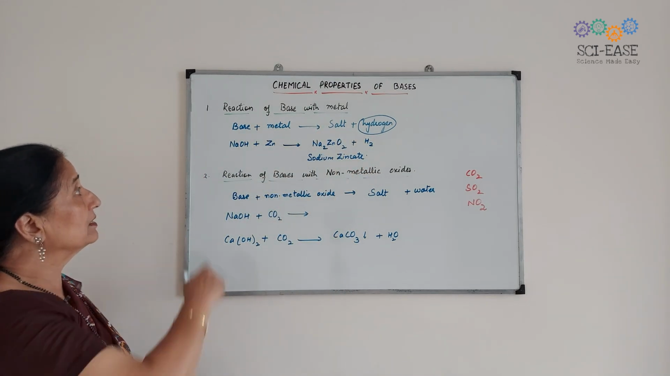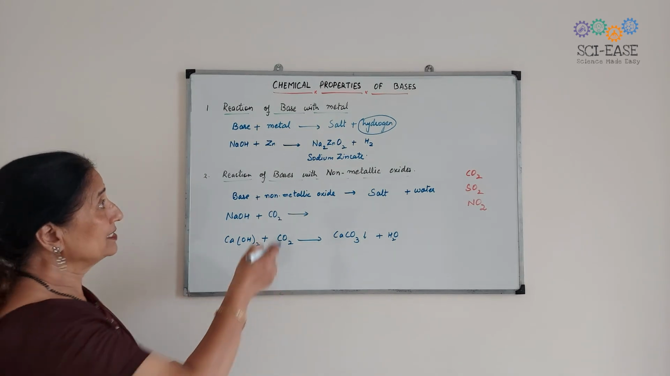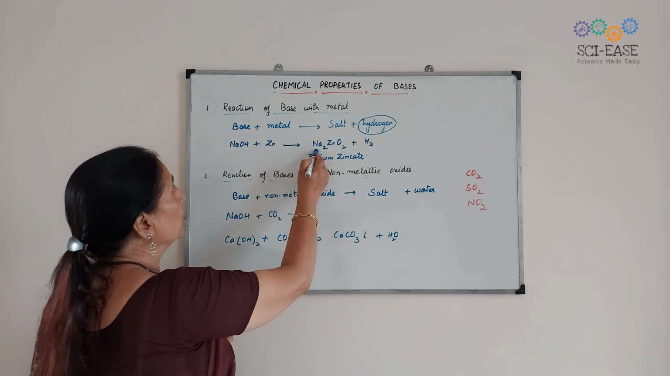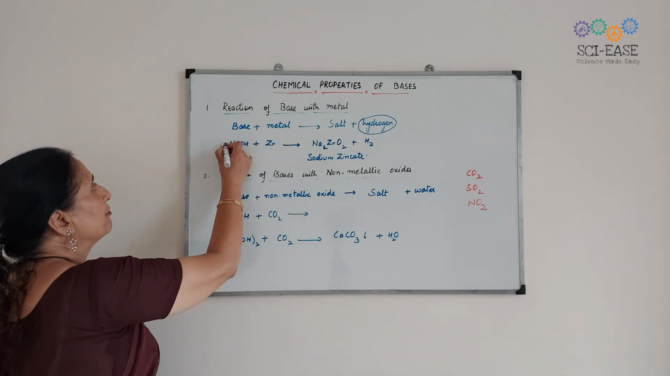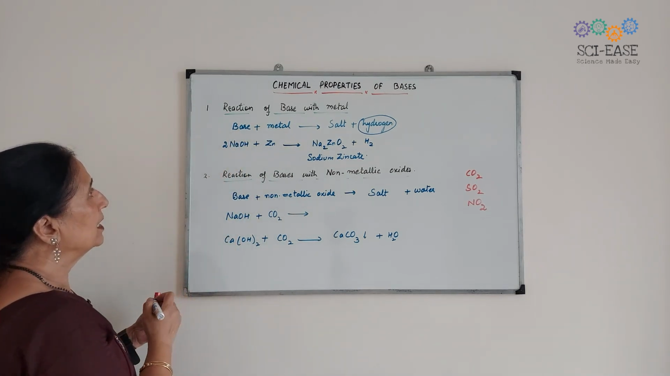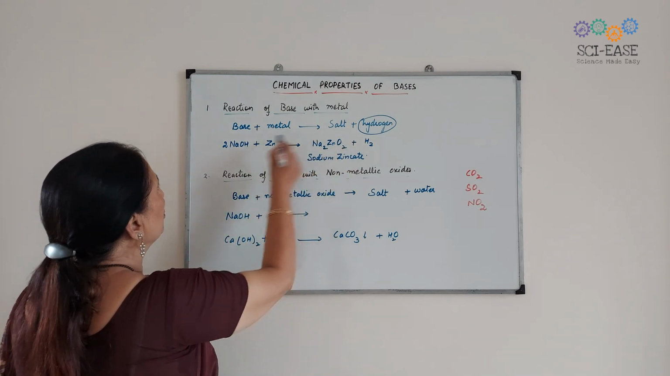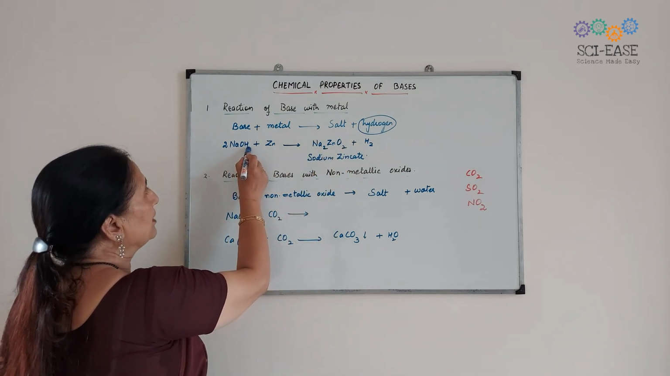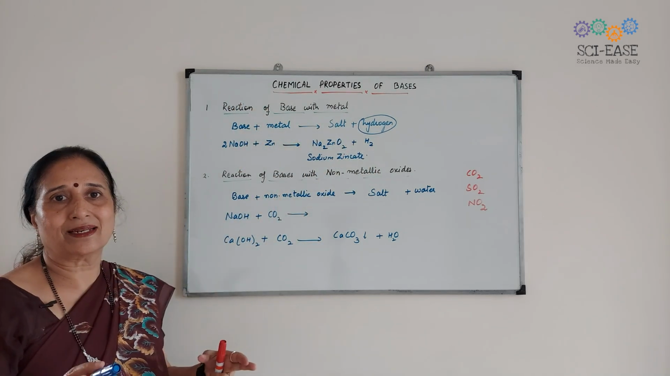Now see whether the reaction is balanced or not. This reaction is not balanced. Here sodium is 2, here sodium is 1. So put 2 in front of sodium hydroxide. Zinc is 1, oxygen 2, here oxygen 2, hydrogen 2, hydrogen 2. Now this reaction is balanced.